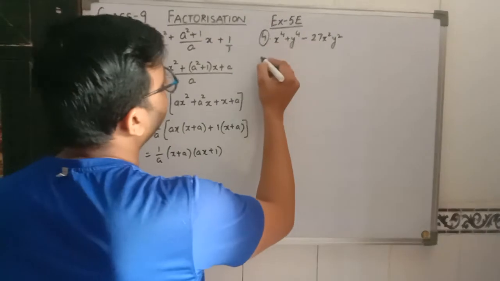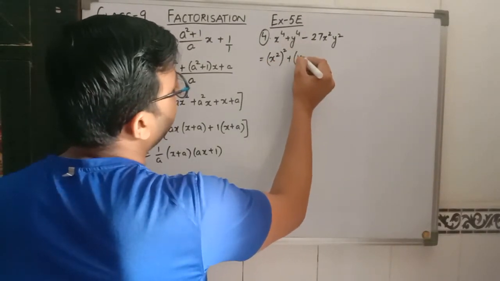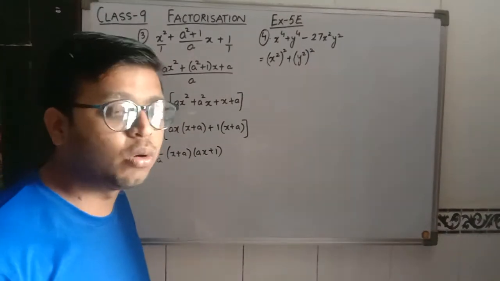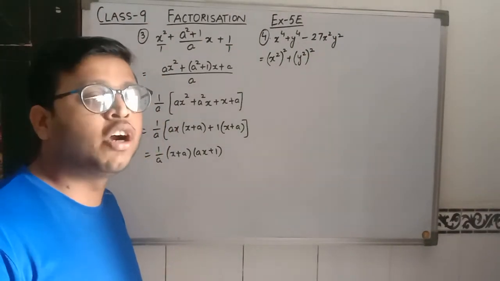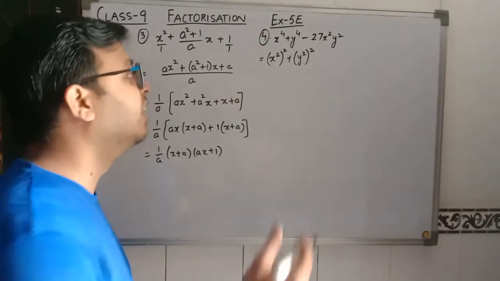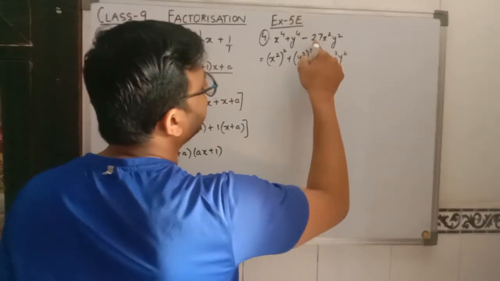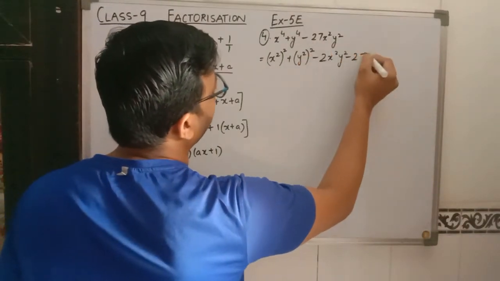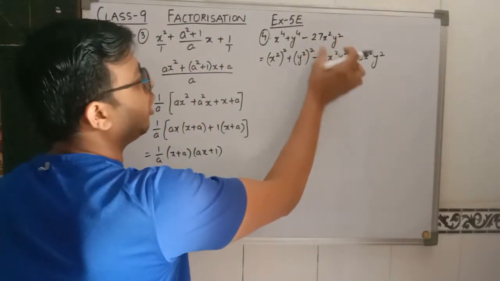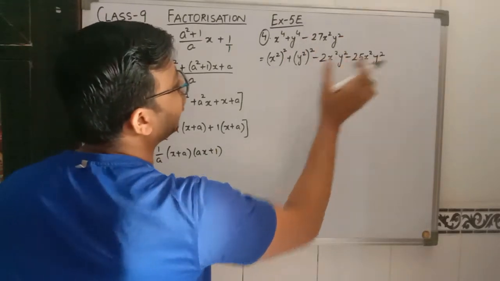In this question, first of all, we can see that x to the power 4 can be written as x square to the whole square, and y to the power 4 can be written as y square to the whole square. Now, if we want to make the identity a square plus b square minus 2ab, then there must be minus 2x square y square. So, the 27 can be written as 2 plus 25, so minus 27 x square y square is broken into minus 2 minus 25.